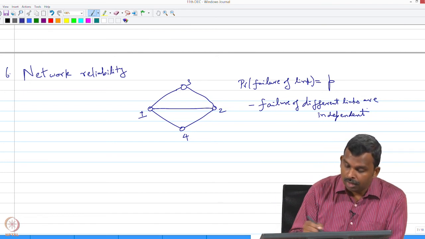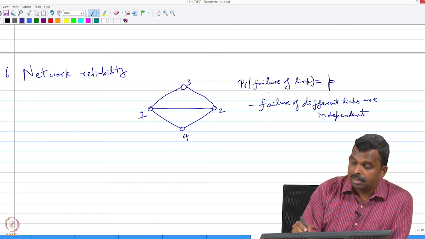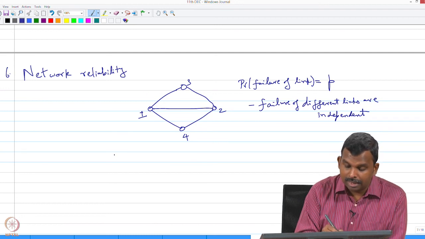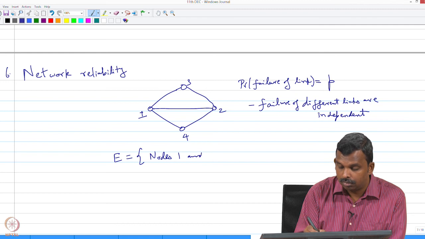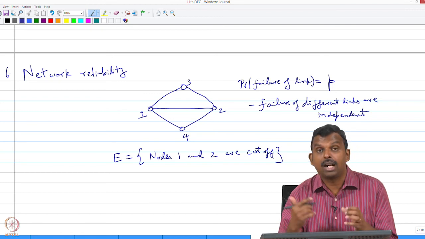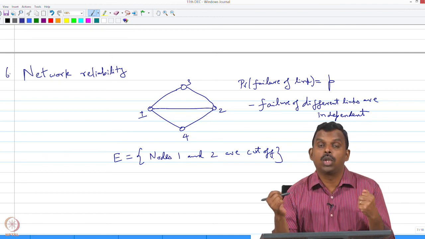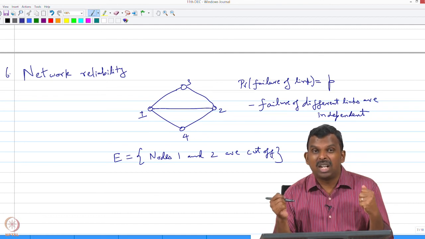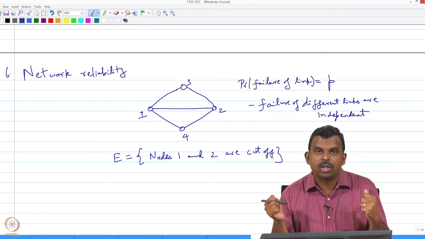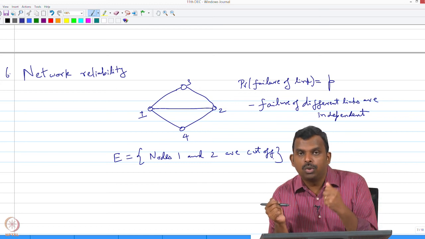Okay, so now one of the questions to ask is, any particular link fails with probability p. I am interested in the event E that nodes 1 and 2 are cut off. What do I mean by cut off? They can't communicate with each other, you can't go from 1 to 2. Okay. So what is the probability that nodes 1 and 2 are disconnected in some fashion, as in you cannot start at 1 and there is no way for you to reach 2.